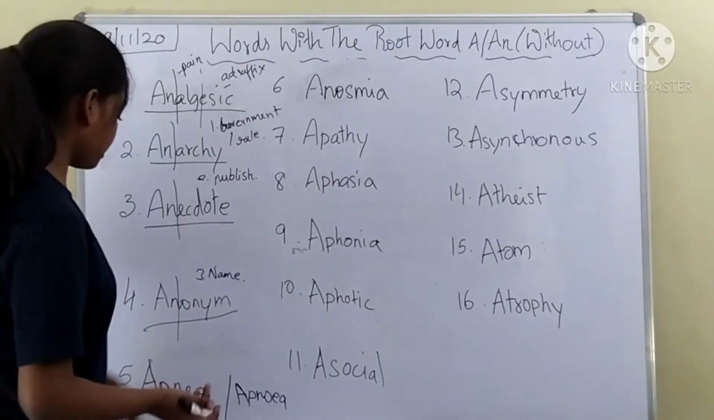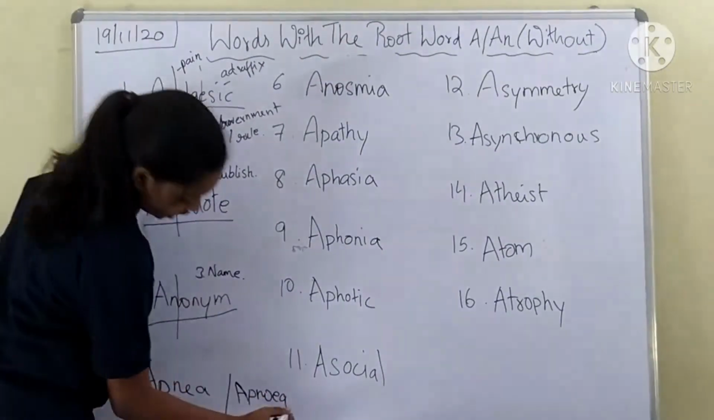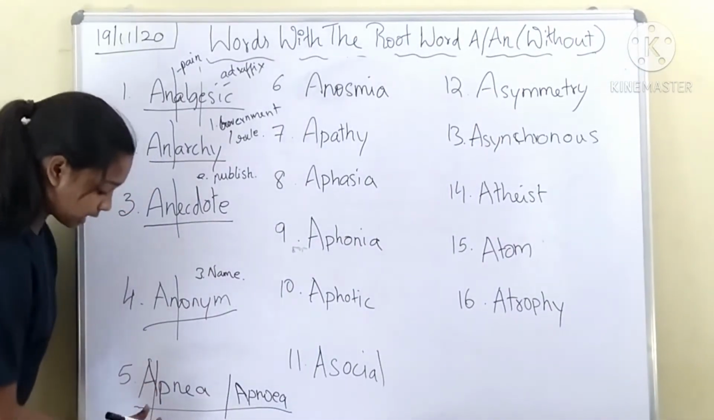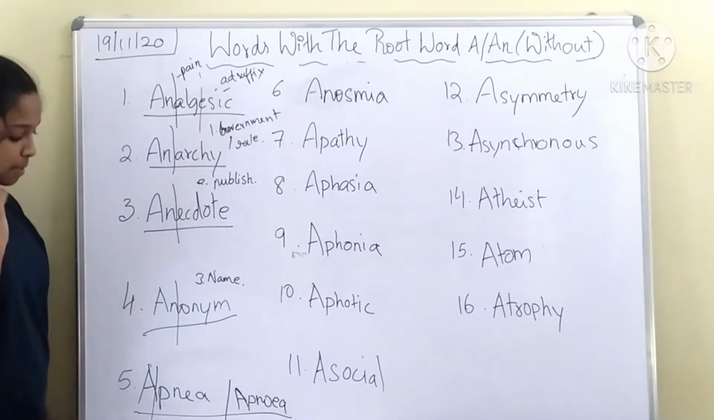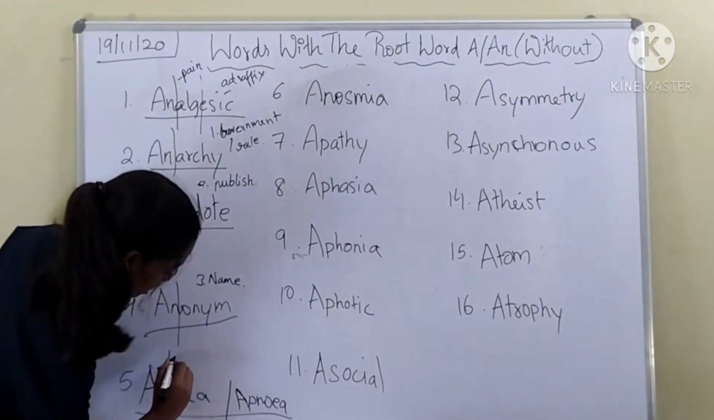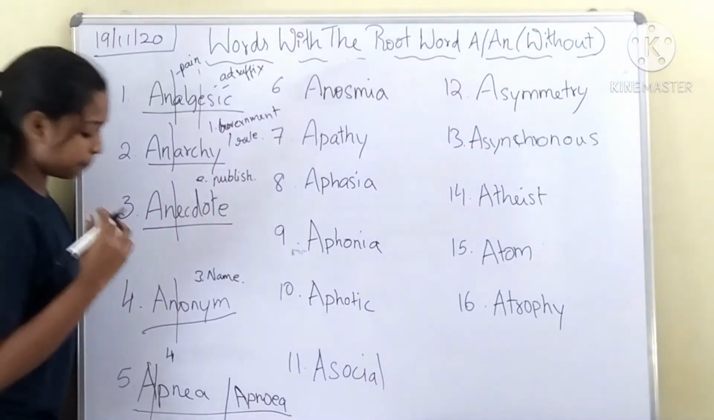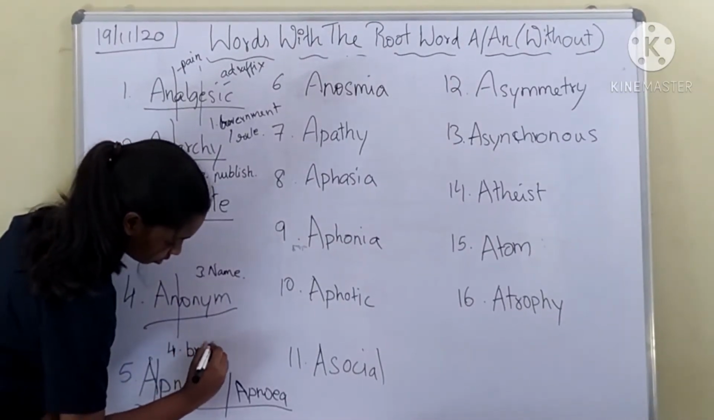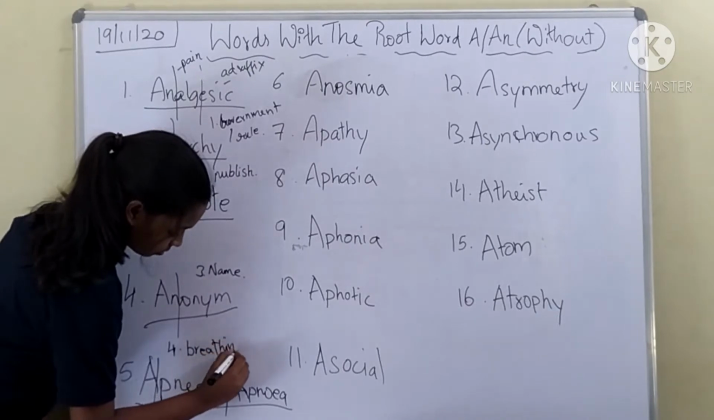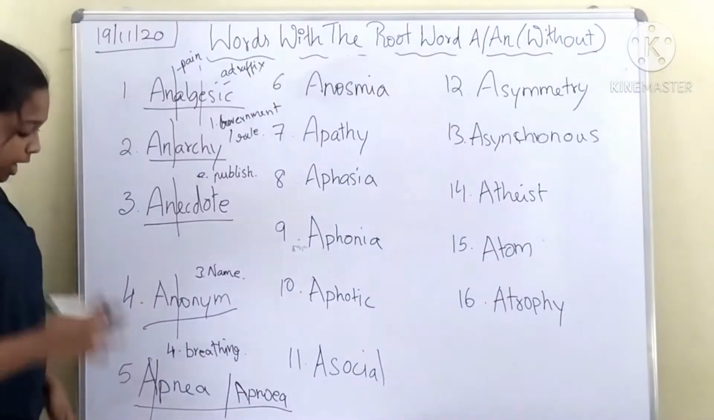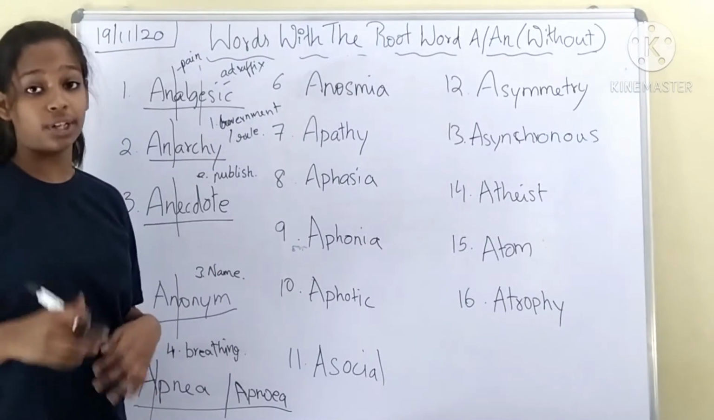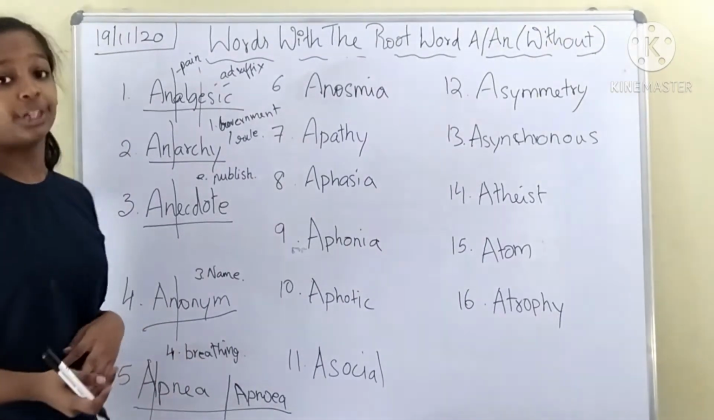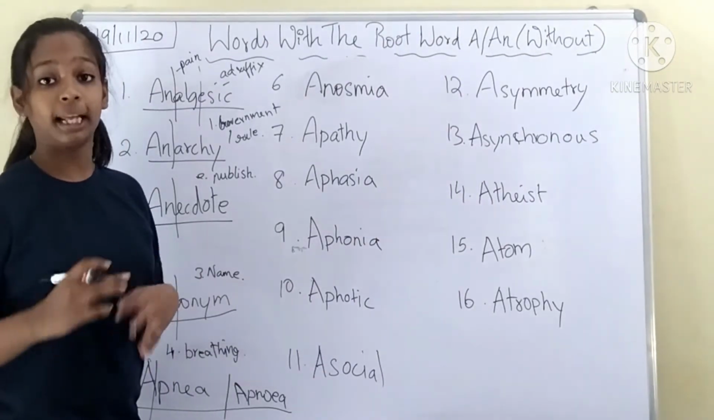So the next one is apnea or apnoea. The word has 2 root words in it. A means without, pnea. Pnea is the 4th new root word, which means breathing. So the word means a condition in which a person stops breathing temporarily.